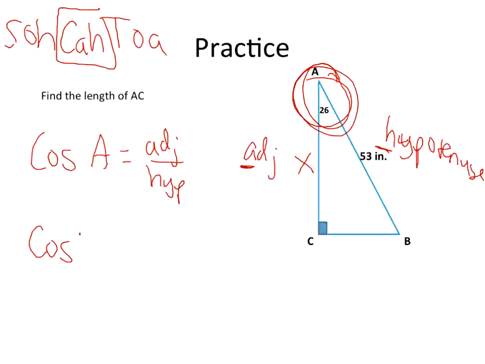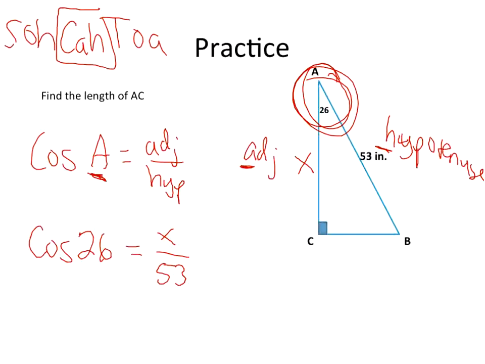Cosine of, what does A mean again? A is your what? Angle. Did they give it to me? They did. I'm going to put a 26 in there. What's my adjacent side? X. What's my hypotenuse side? 53. So before, my unknown, the one that I didn't know, was my angle. This time, my unknown's just one of my sides. This is way easier than the last one.